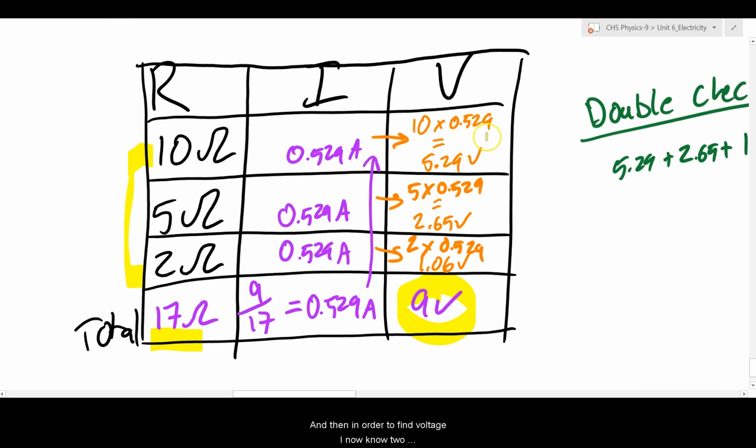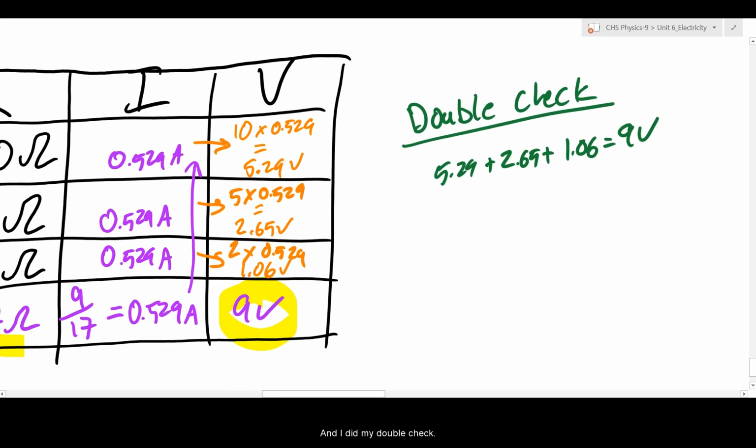And then in order to find the voltage, I now know two things, the resistance and the current. So then I can find the third, which is the voltage. So I just have to multiply them together. I get 5 times 0.529 equals 2.65. 2 times the current gives me 1.06. And then I did my double check. I got 5.29 plus 2.65 plus 1.06, and that got me my 9 volts, which is what I want.